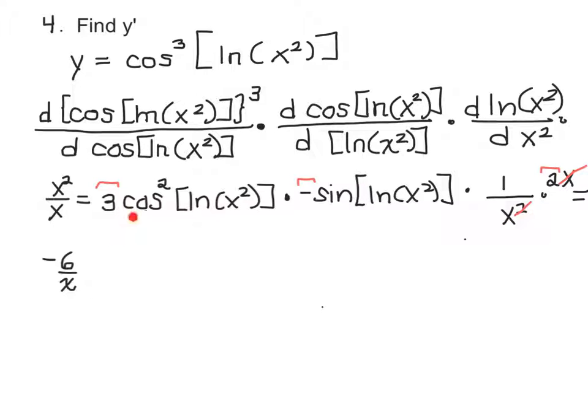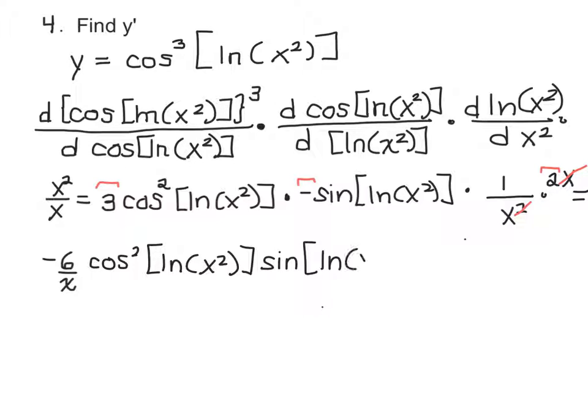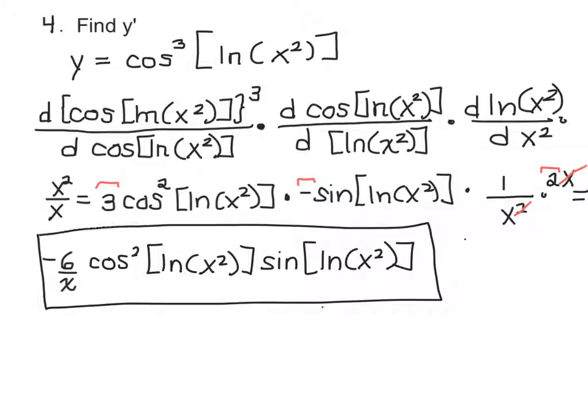And now we're going to multiply these two pieces together, and we get times the cosine squared of the natural log of x squared times the sine of the natural log of x squared. And this is as simplified as we can get it, so I'm going to put a box around it. This is our final answer. And in this problem, we were demonstrating our knowledge of the chain rule when taking the derivative of the composite of multiple functions.